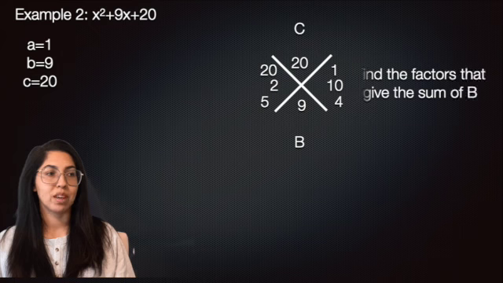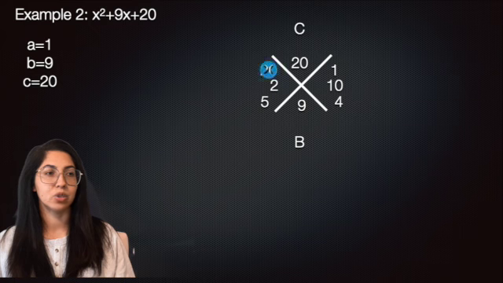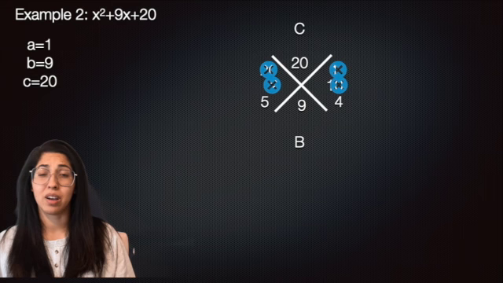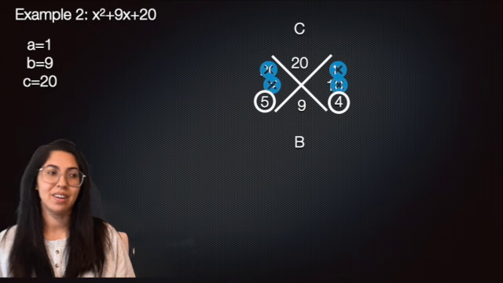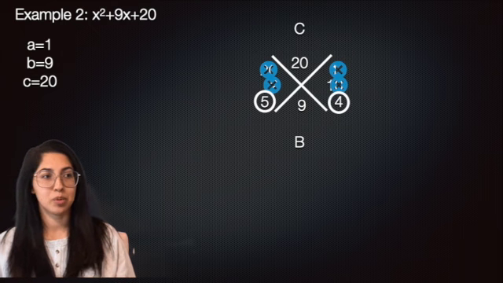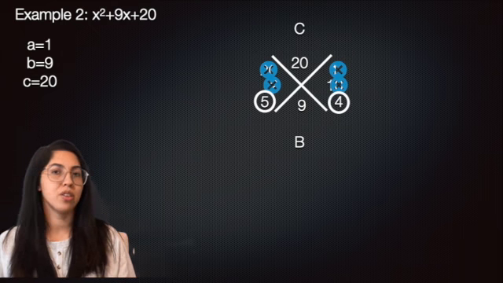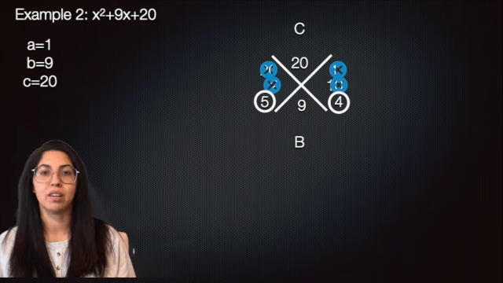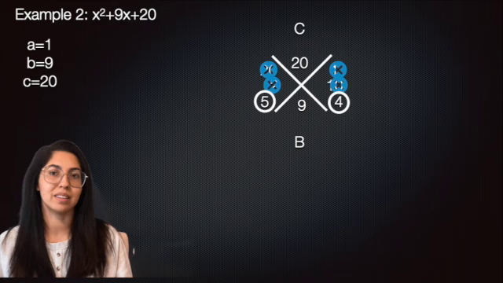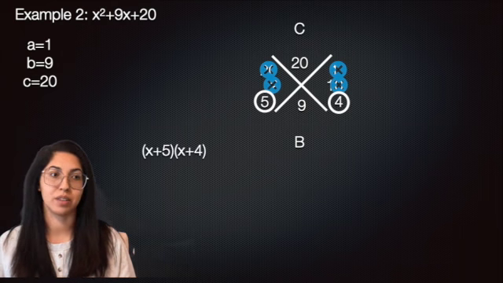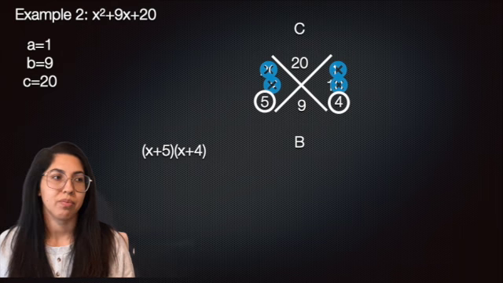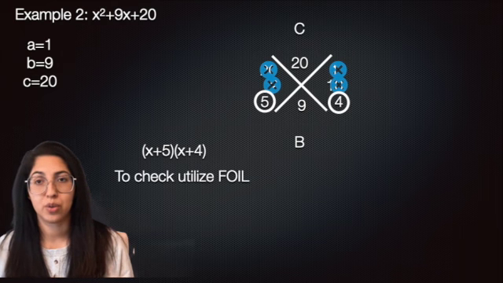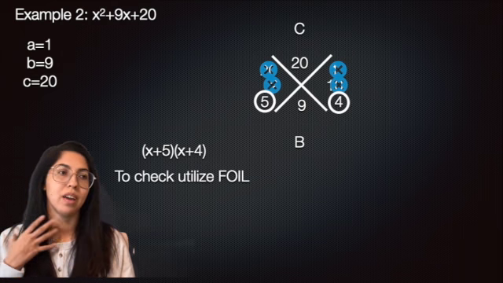Well, I see that 20 plus 1 is 21. 2 plus 10 is 12, and 5 plus 4 is 9. So then I write out my factors, x plus 5, x plus 4. If one of those numbers was negative, I would write x minus instead of x plus, but these are both positive. So again, to check, utilize FOIL or some other method.